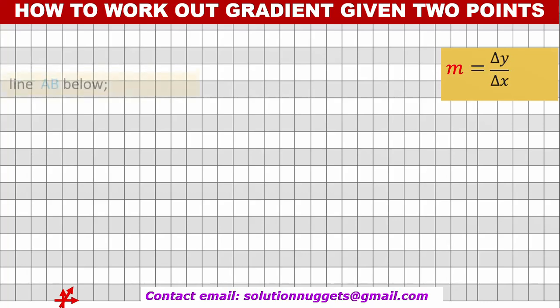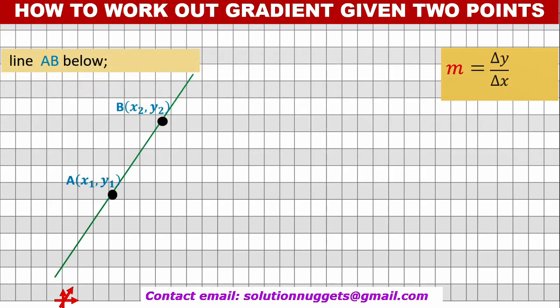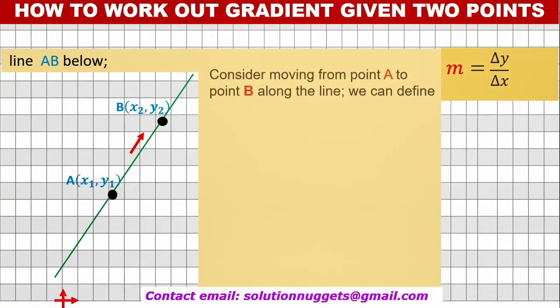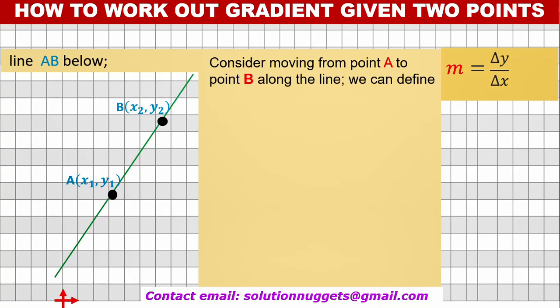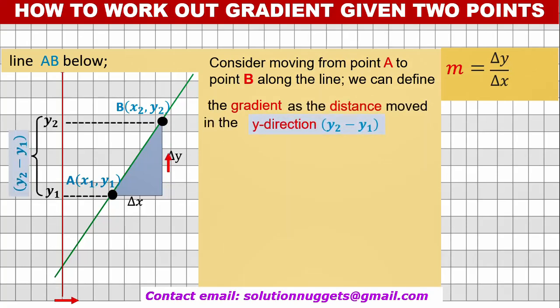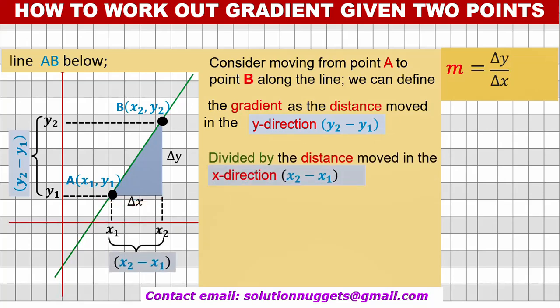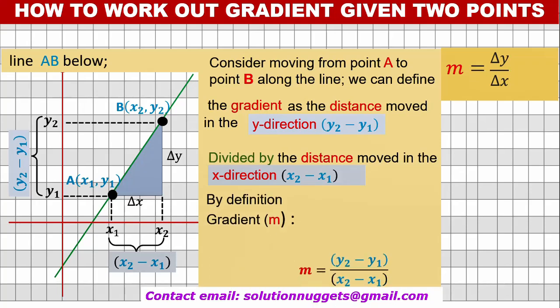How to work out gradient given 2 points. Draw line AB, with coordinates A and B named x1, y1, and x2, y2 respectively. Consider moving from point A to point B along the line. We can define the gradient as shown by the blue triangle, as the distance moved in the y direction as shown by the arrows, divided by the distance moved in the x direction indicated by the arrow. By definition, gradient denoted by letter m is given by y2 minus y1 over x2 minus x1.